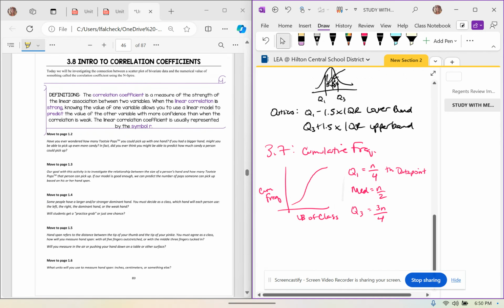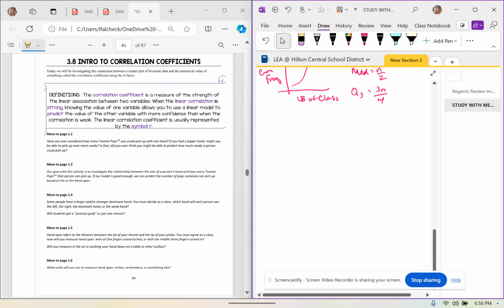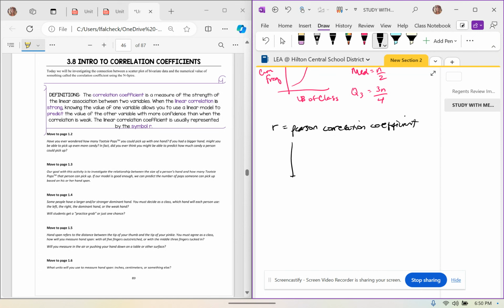Now we are going to correlation coefficients. Correlation coefficient is going to be our R, and that's our Pearson correlation coefficient. And that measures the strength of the linear relationship between two variables.